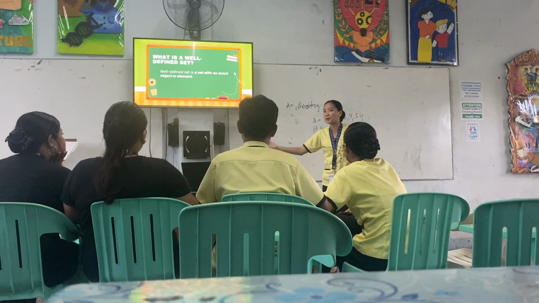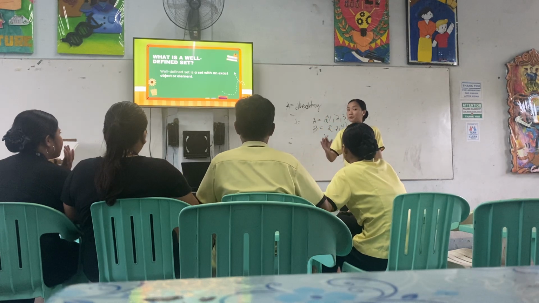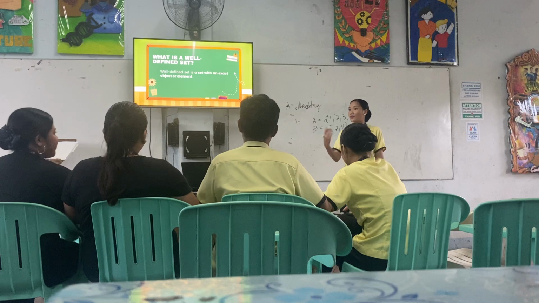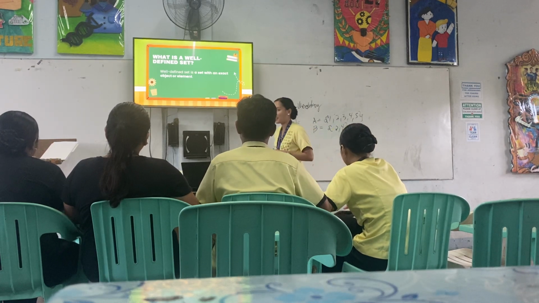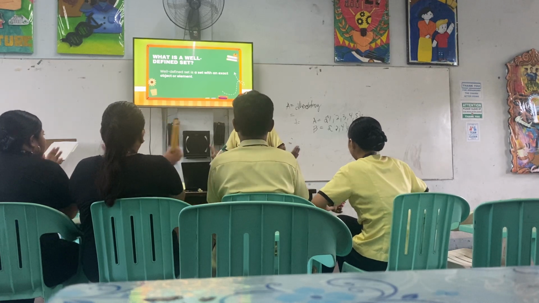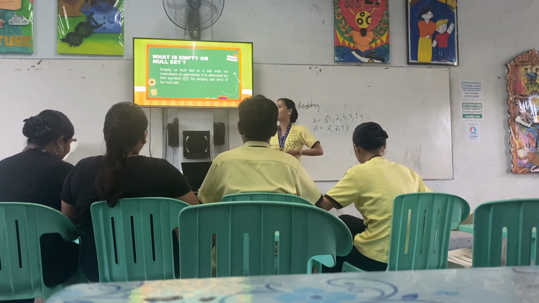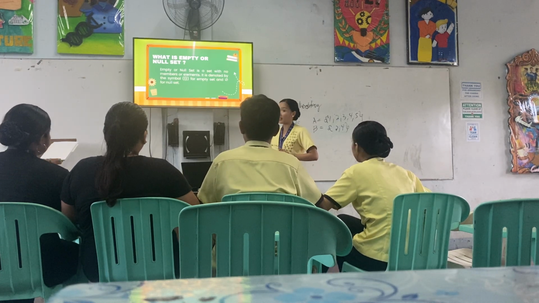What are the prime numbers less than 10? 2, 3, 5, and 7. So that is an example of what? A well-defined set. Do you have any questions about that? Okay, let's move forward. Next we're going to tackle what is an empty or null set.